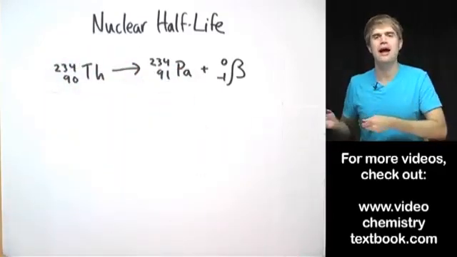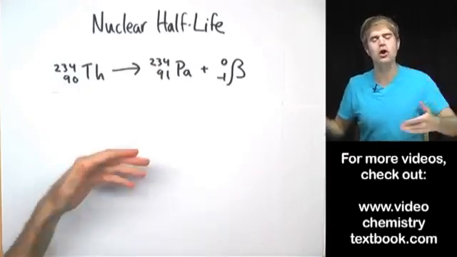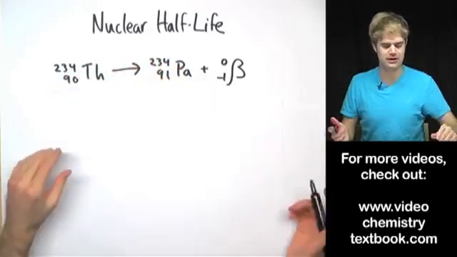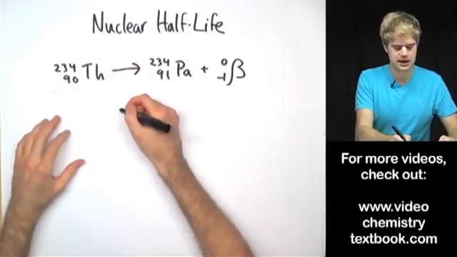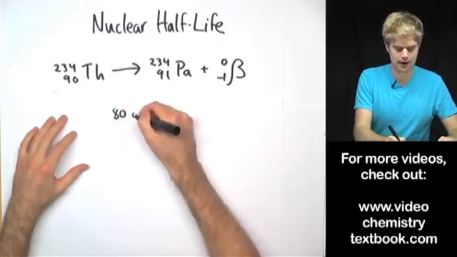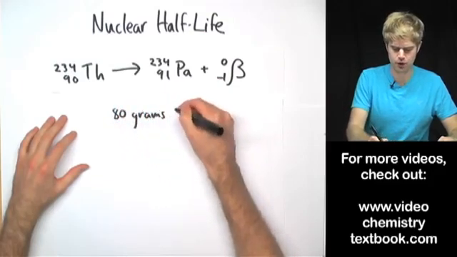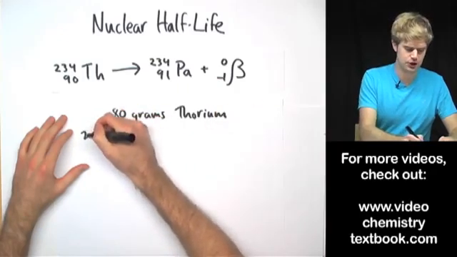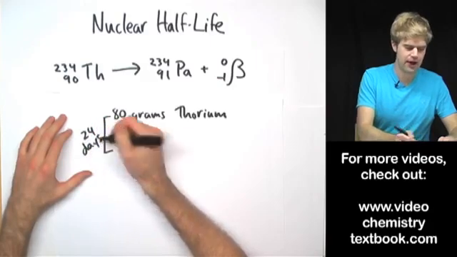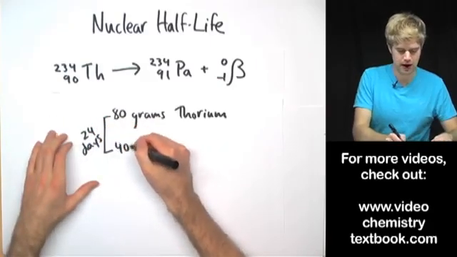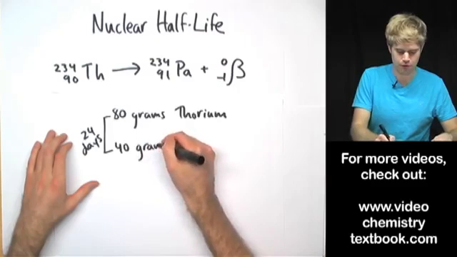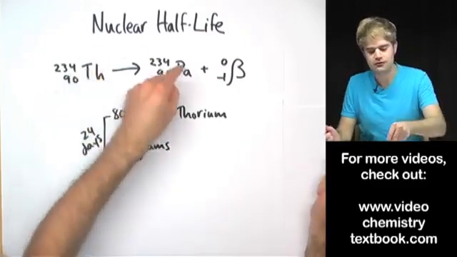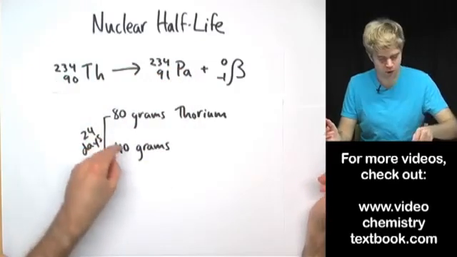Now, we said nuclear half-life tells us about how long it takes for these sorts of processes to occur. How long does it take for thorium to turn into protactinium? Well, let's talk about this. Let's say we start with 80 grams of thorium. If 24 days go by, at the end of those 24 days, I'm going to be left with 40 grams of thorium. The other 40 grams of thorium have turned into protactinium. Okay, so I'm only left with 40.